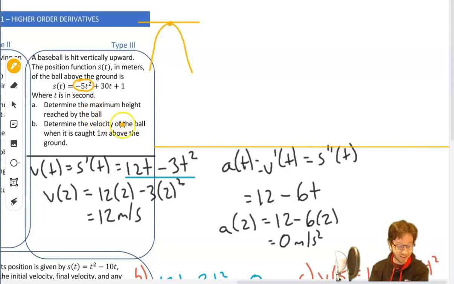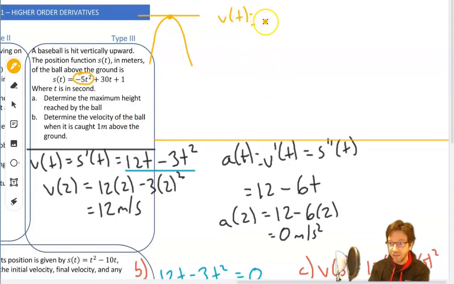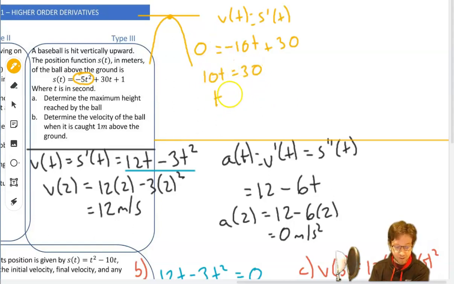And I can do that by first finding the velocity, which is the first derivative of position. So I'll bring the 2 out in front, so we have minus 10t plus 30. Okay, so I want to know when this is going to equal 0. So I can rearrange it: 10t equals 30, or t equals 3. 3 seconds. So after 3 seconds, the position is going to be at its maximum height.